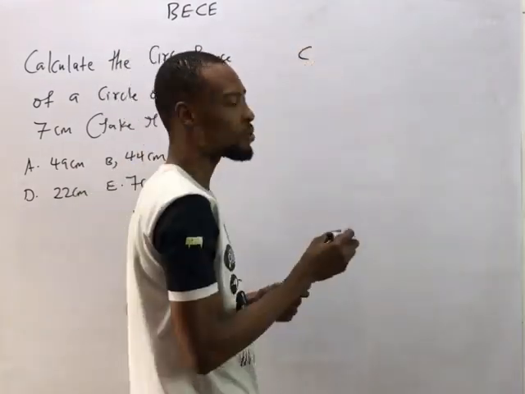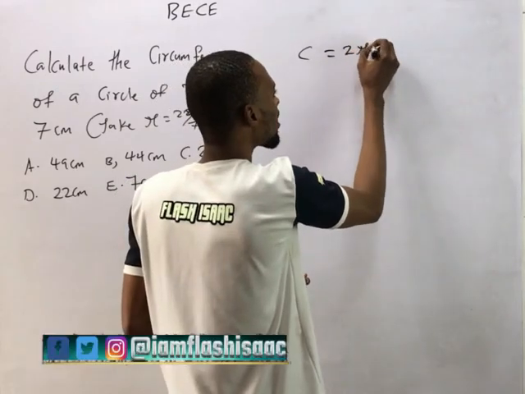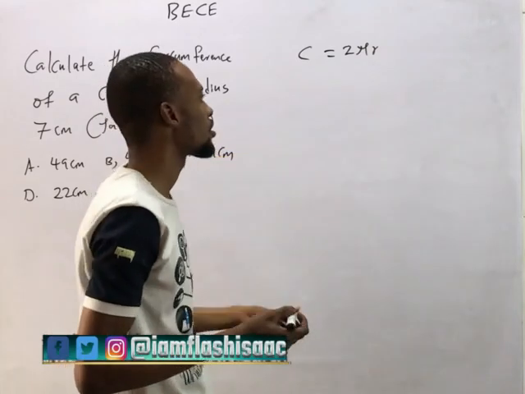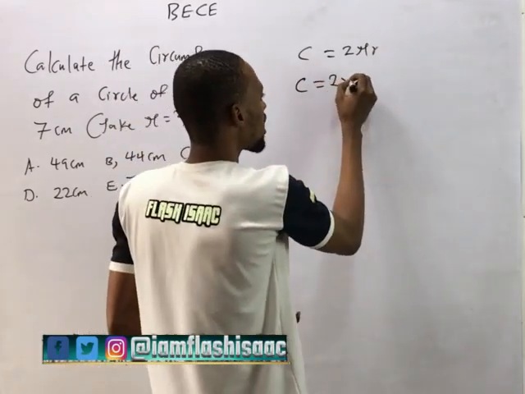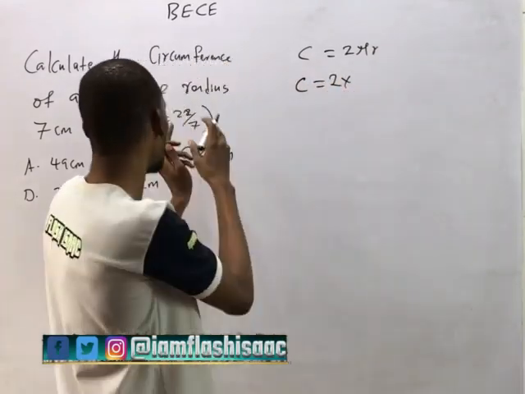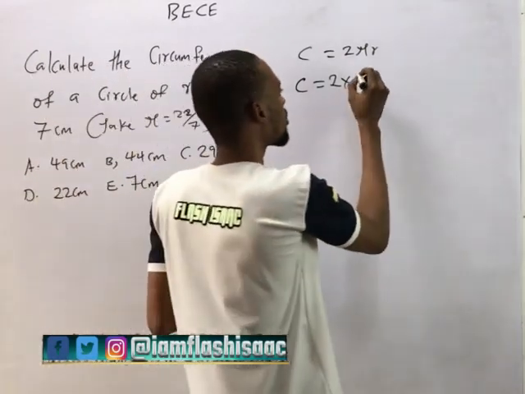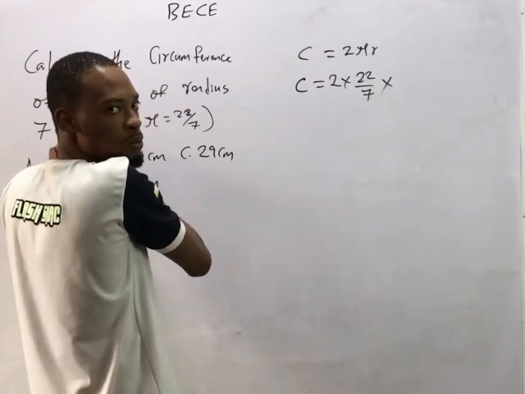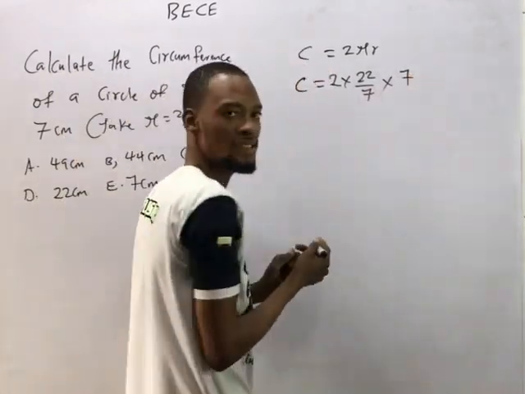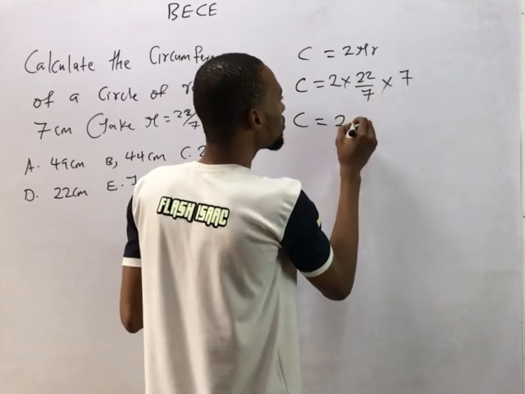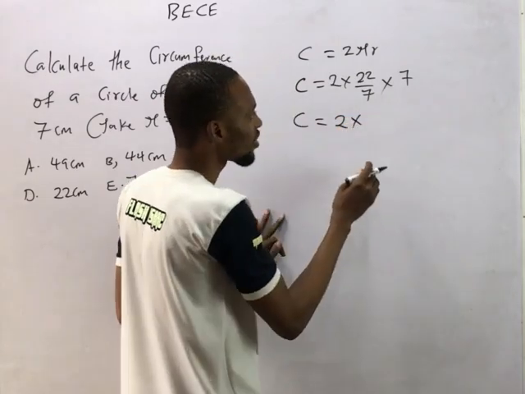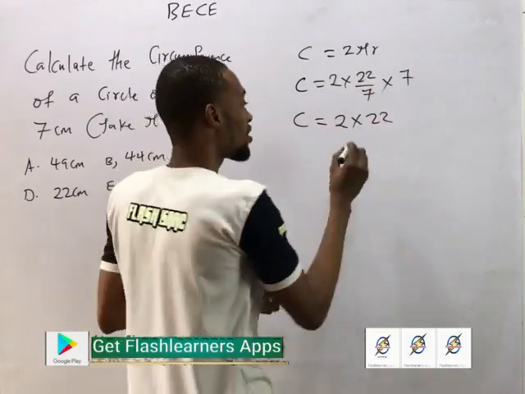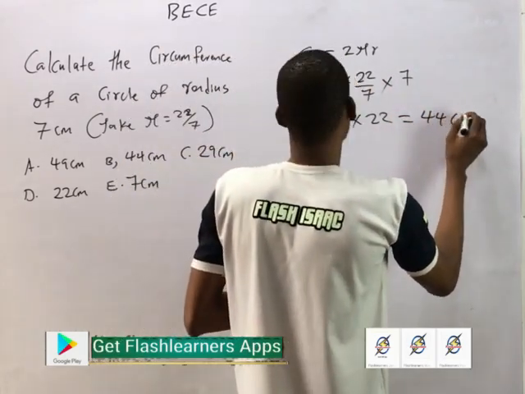The circumference of a circle is given by 2 pi r, where pi is a constant that is given and r is the radius. So you simply substitute: 2 times pi, which is 22 over 7, times our radius, which is 7 cm. We are given 7. C is simply 2 times 22. You see 7 times 7, we already cancel 7. So C is equal to 44 cm.